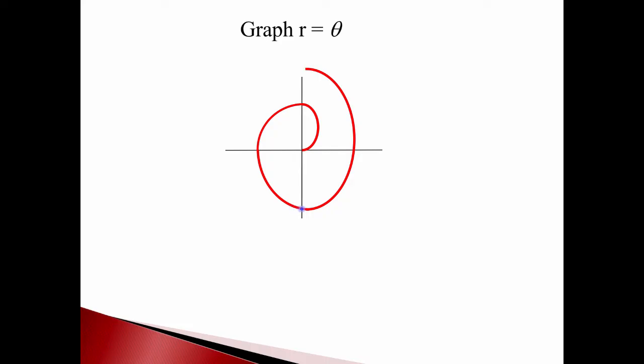When theta is 3 pi over 2, r's gotten even bigger. By the time we come back to theta equals 2 pi, well, it's the same angle as 0, but the r is different. The r is now 2 pi. It's way out here. And then by the time we get all the way up here, we've gotten even bigger still.